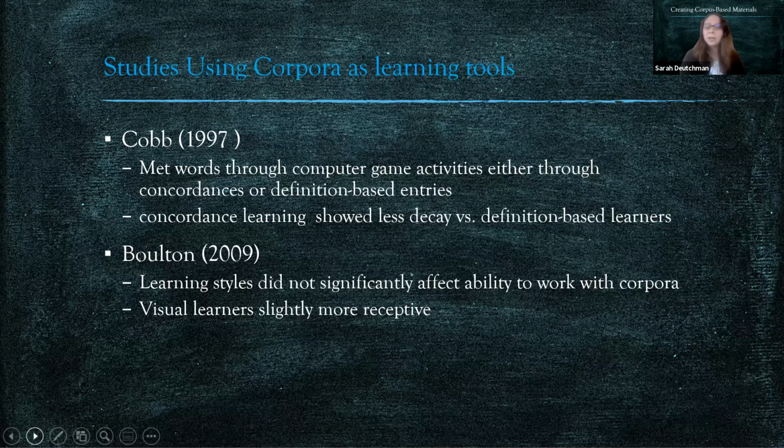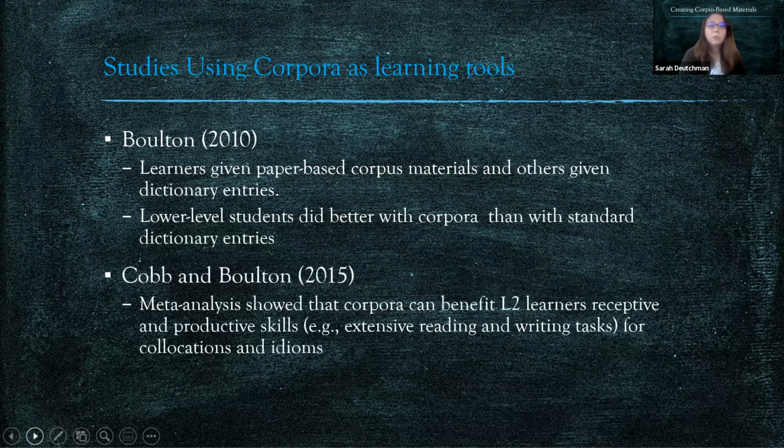Bolton found that learning styles do not significantly affect the ability to work with corpora. So whether someone's a visual or auditory learner, or more engaging with the material, it doesn't matter, but visual learners were slightly more receptive, probably because of the visual cues. Bolton also found that corpora work better than dictionary-only definitions. The lower level students were able to do better with corpora than with standard dictionary entries, so better at remembering the meanings and better at figuring out what they mean.